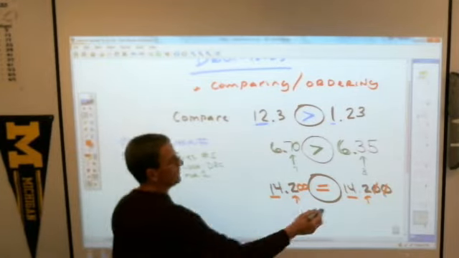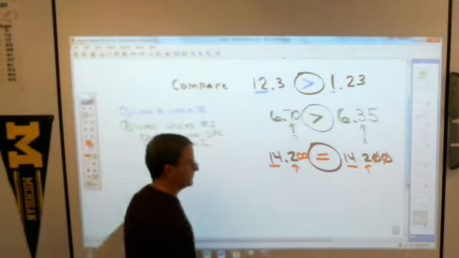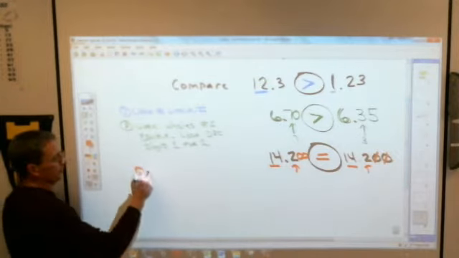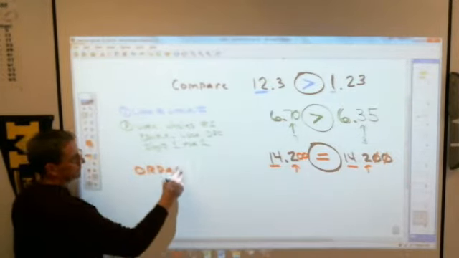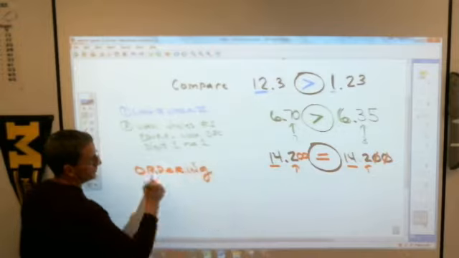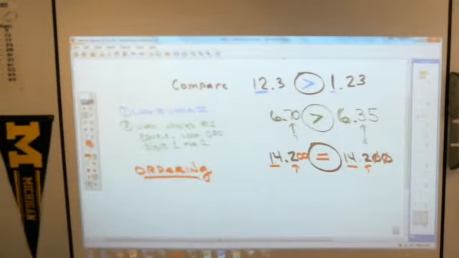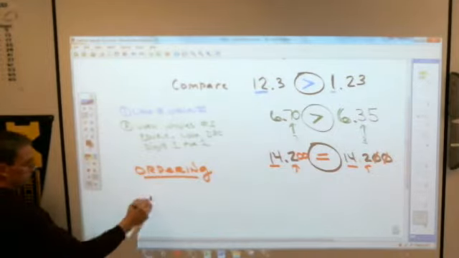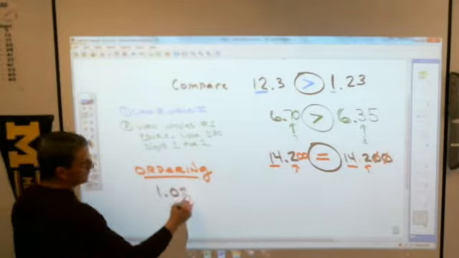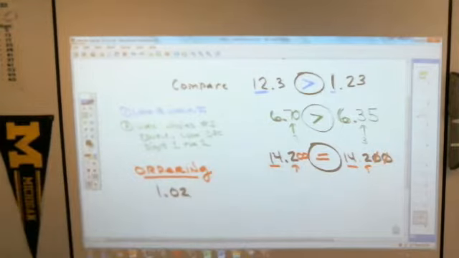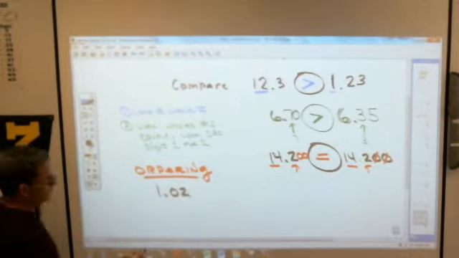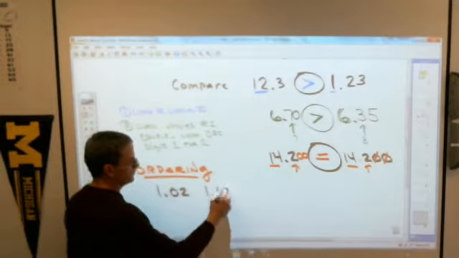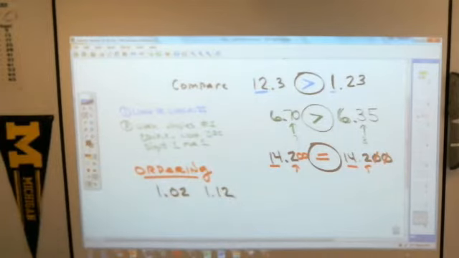Now, what about ordering decimals? Let's look at a problem with ordering and see if we can't come up with some sort of strategy to figure this all out. Let's say you're supposed to put these in order: 1.02, 1.12, and 1.2.